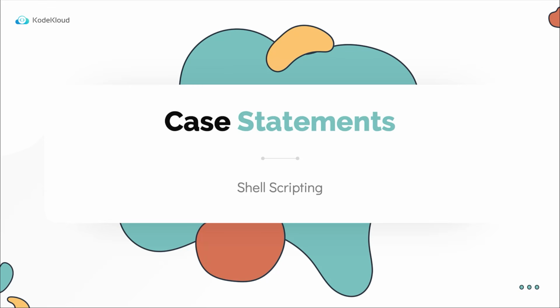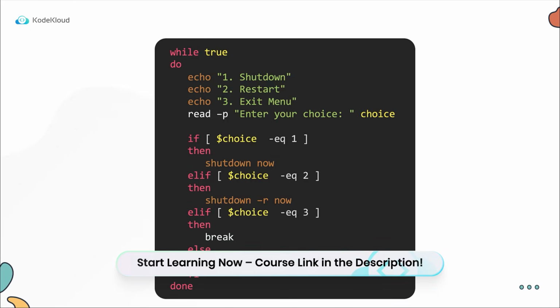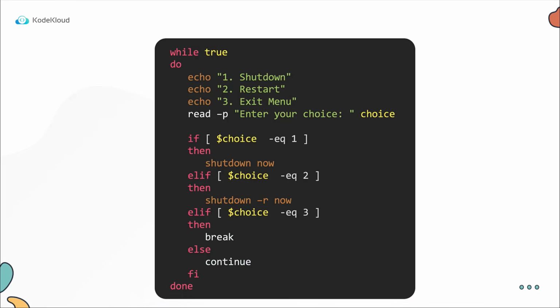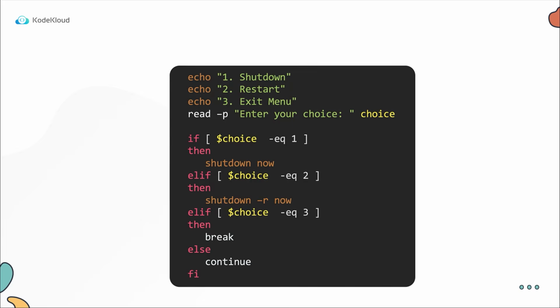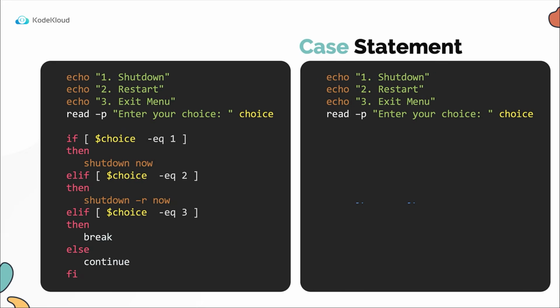Let us now look at case statements in shell scripts. In the previous video, we saw how to use a while loop and an if conditional block to create a menu-driven program. Now, our focus in this lecture is on the if block that we wrote to handle different user choices.